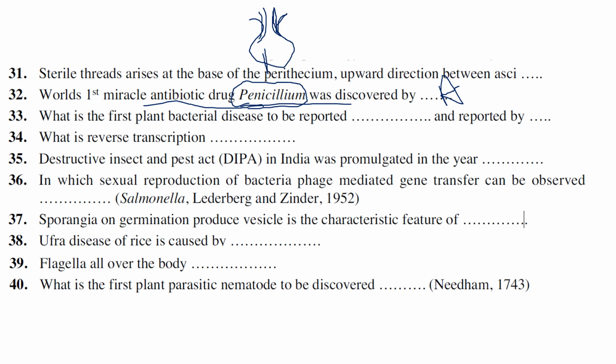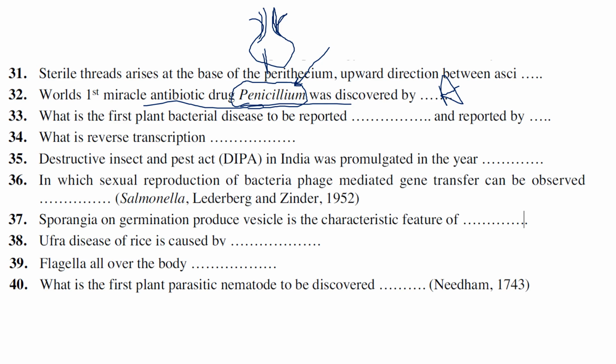This penicillin was isolated from a fungus called Penicillium notatum. It is generally considered a miraculous drug, the world's first antibiotic to be discovered by Alexander Fleming. For that he got the Nobel Prize in 1945 along with Howard Florey and Chain, who got it for mass multiplication, while Fleming got it for the discovery of penicillin.